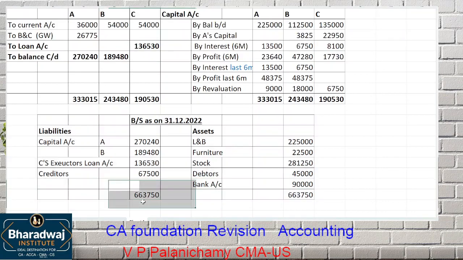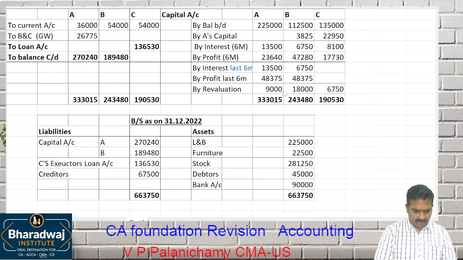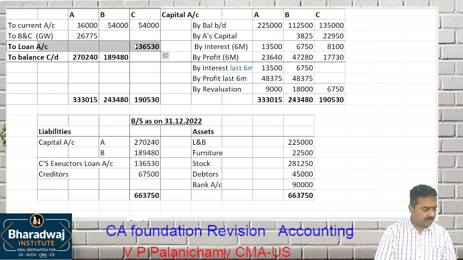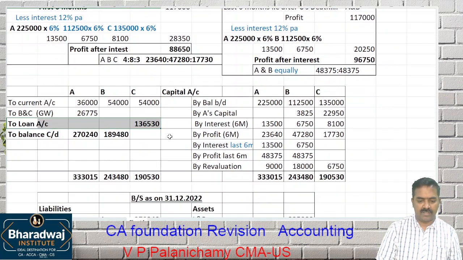Sir, for the loan, give interest for partners at 12%. Yes, sir, C's estate was to remain as a loan carrying interest at 12%. Okay, since it is 30th June, we have to give 6% interest for those 6 months. Very good.